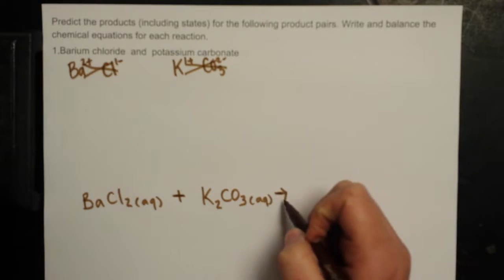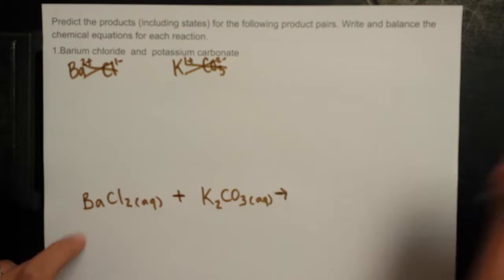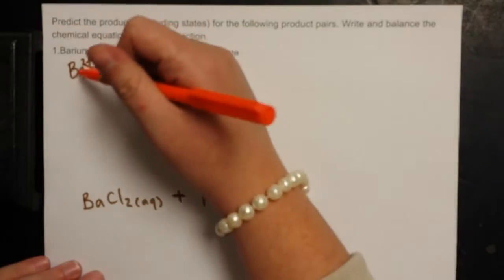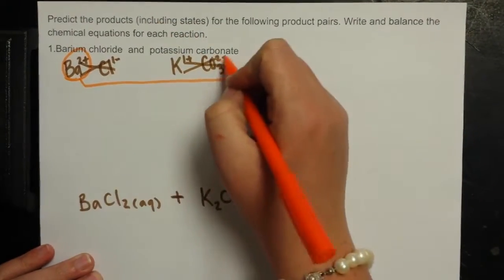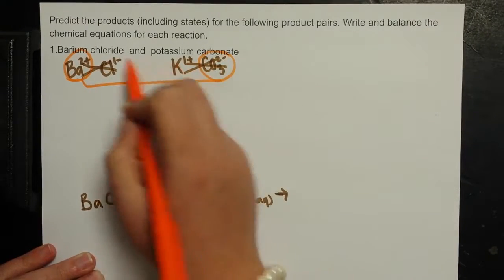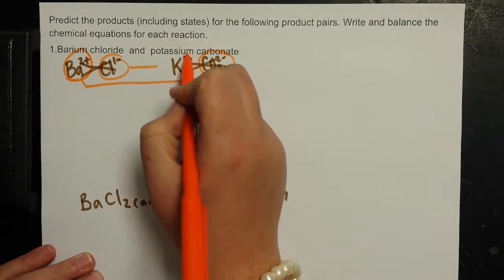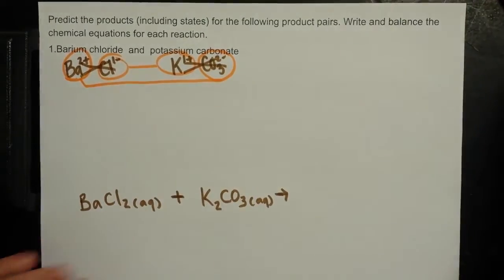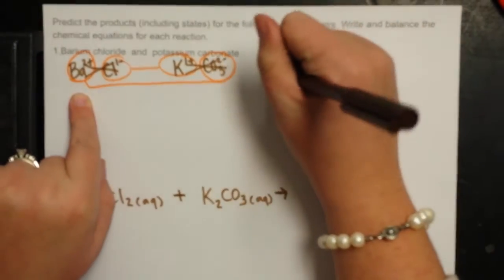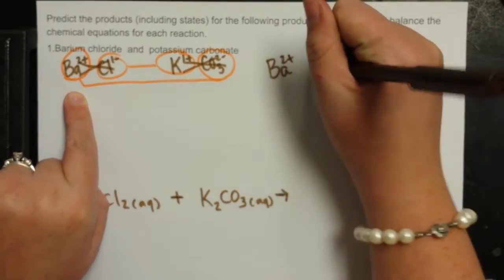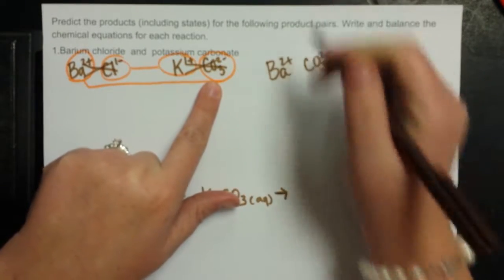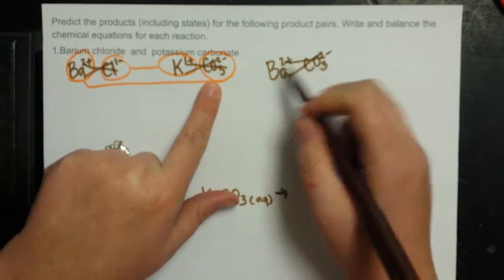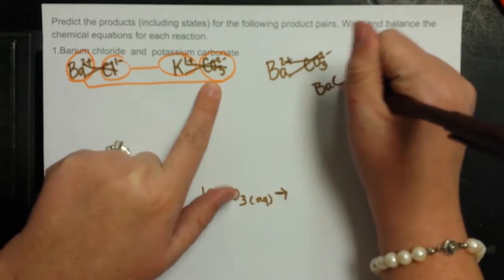Okay. And to see what the products are, we need to swap cations and anions. So instead of these two being a pair, we're going to put these two together, and we're going to combine these two together now. So now we're going to have Ba with a 2+ and CO3 2-. If you swap and drop, that's 2 and 2, so they cancel, so you'll just get BaCO3.